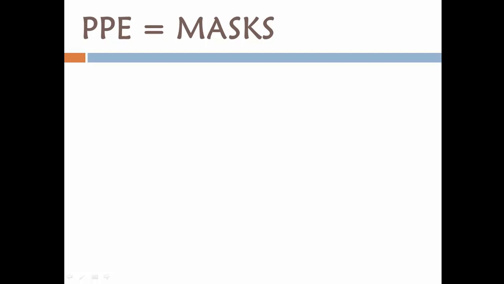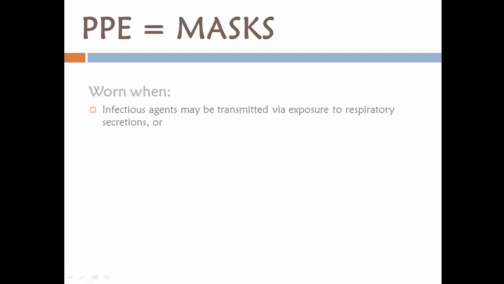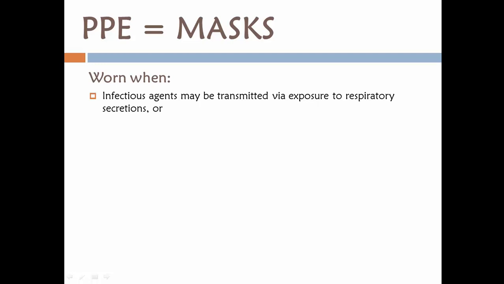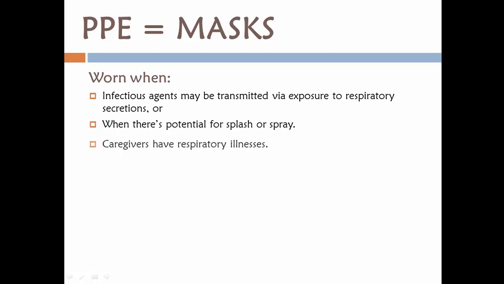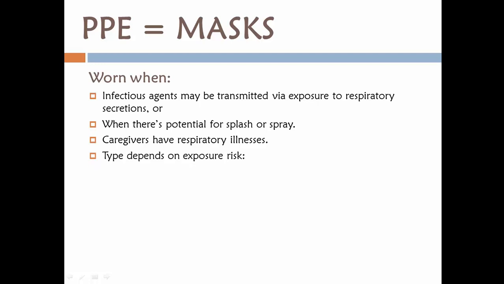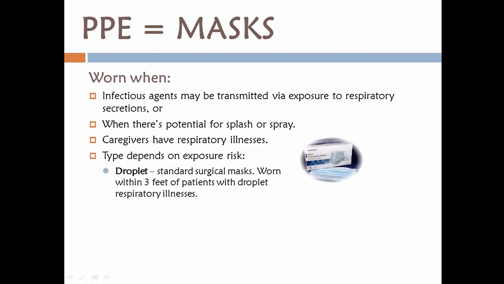Personal protective equipment includes masks. These are worn when a known or suspected infectious agent may be transmitted via exposure to respiratory secretions, and when there's potential for splash or spray. They should also be worn when caregivers have a respiratory illness. The type of mask worn is based on exposure risk.